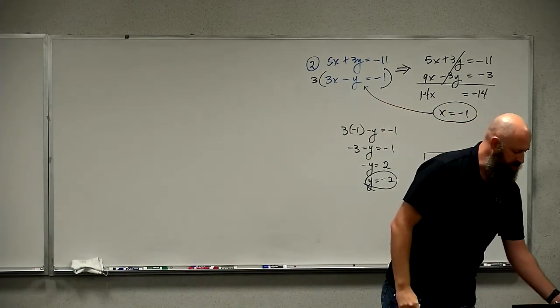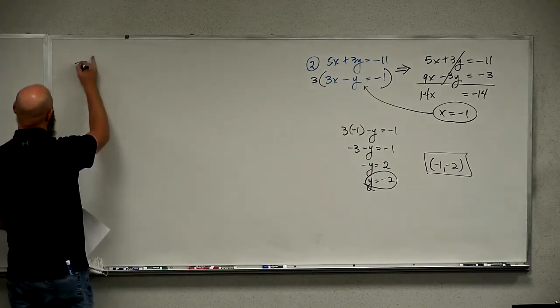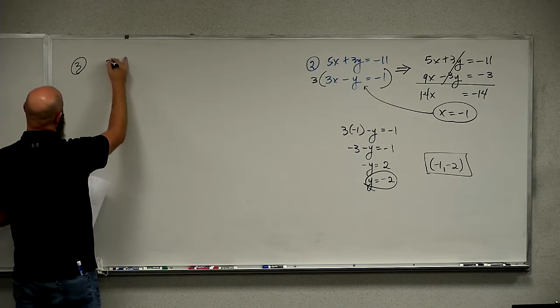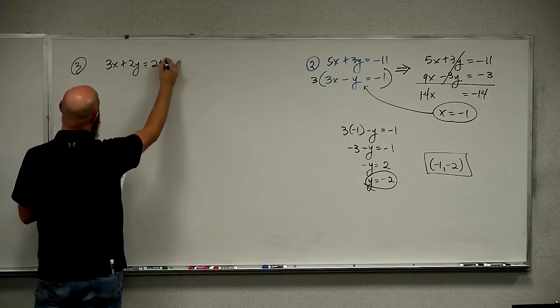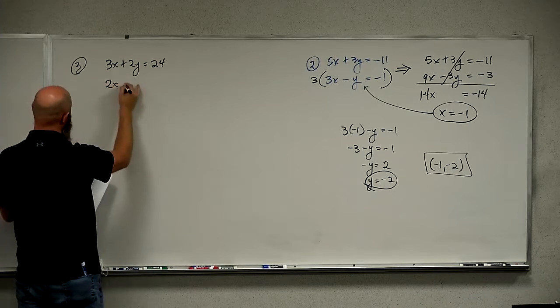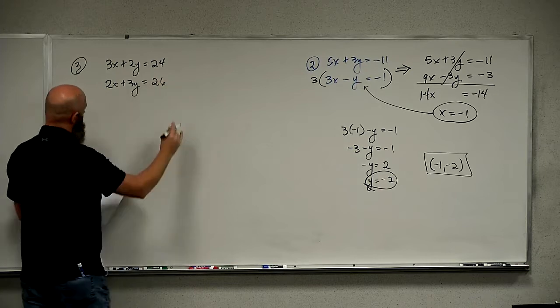Right, let's see what our next one is. Number 3. So 3x plus 2y equals 24, and 2x plus 3y equals 26.